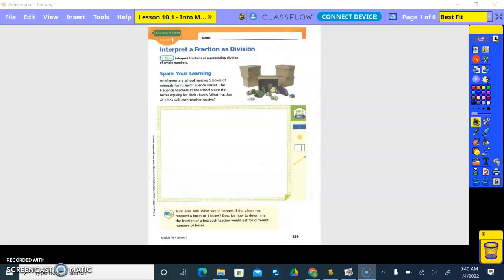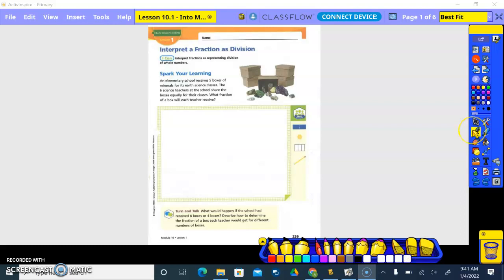Okay, so once again, we have one whole, right? So we have our one whole. All 5 of the boxes are represented as that one whole, right? Then how many teachers are there? 6. So we need to take that one whole and divide it into 6 pieces.